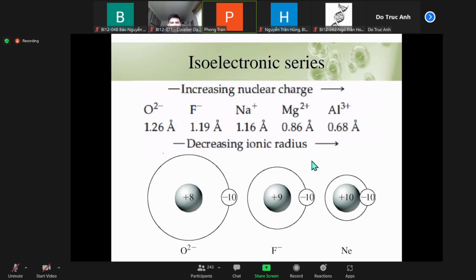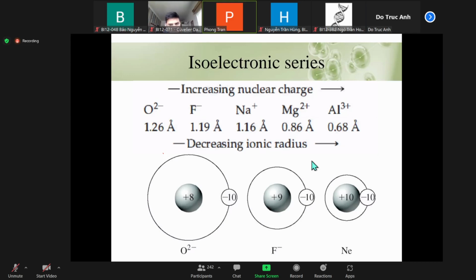Now, if you compare the size of the species, you will see that when you move from oxygen to fluoride, sodium, magnesium, and aluminum, the nuclear charge increases. That means the number of protons in the nucleus increases. So that makes the radius decrease. Because the number of electrons is the same, the number of electron layers is the same. So when you increase the positive charge in the nucleus, the interaction of the nucleus with the outer layer of electrons will increase. So the size will reduce.